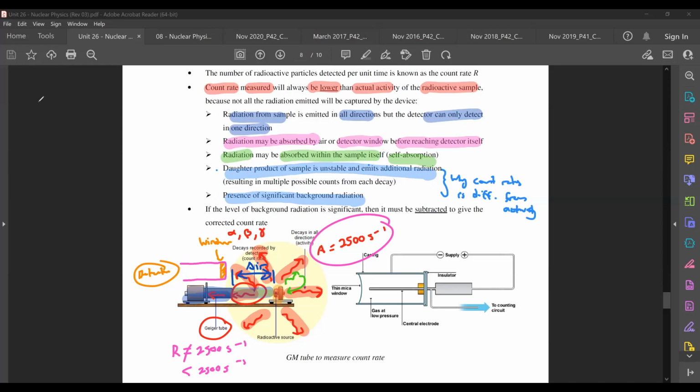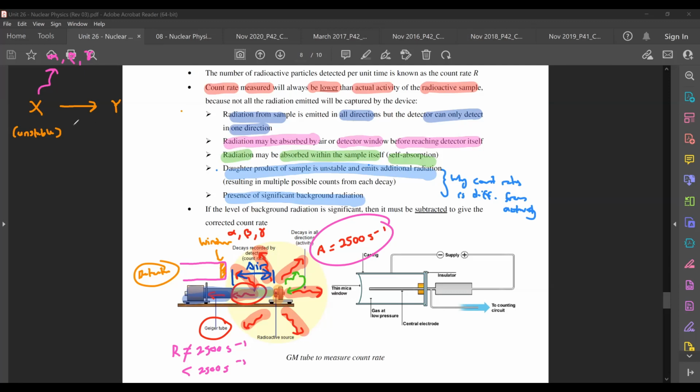If you started off with nuclei X, this is unstable. When it goes through radioactive decay, it will decay to another element. But in the process of it decaying from X to Y, it emits radiation in the form of alpha, beta, and gamma radiation.